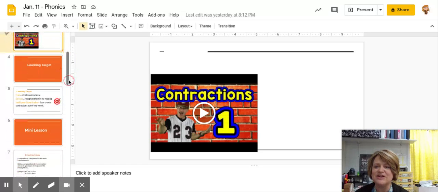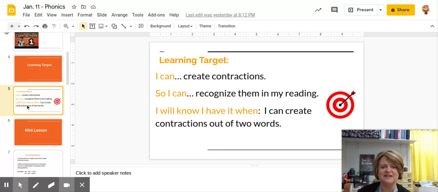For our learning target today, of course, I can create contractions, so I can recognize them in my reading. I will know I have it when I can create contractions out of two words. Last week, we talked about two words being pushed together to make a compound word. Today, we're talking about contractions, and it is two words, but we're changing that second word just a little bit by adding an apostrophe to make it shorter.